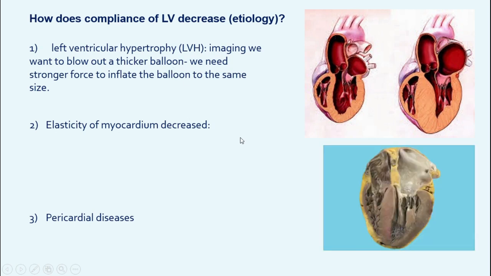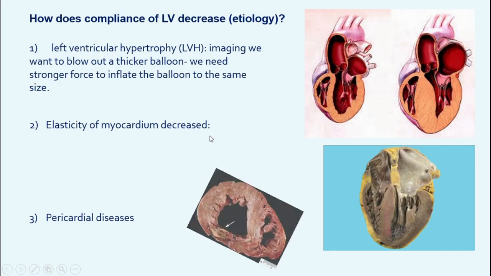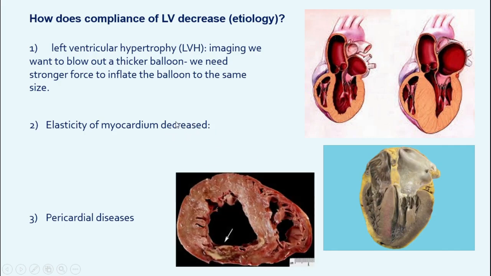The second group is when we have some inflammatory or degenerative process in the myocardium, like coronary artery disease that causes myocardial infarction or advanced ischemia, or infiltrative diseases such as hemochromatosis or amyloidosis or sarcoidosis.